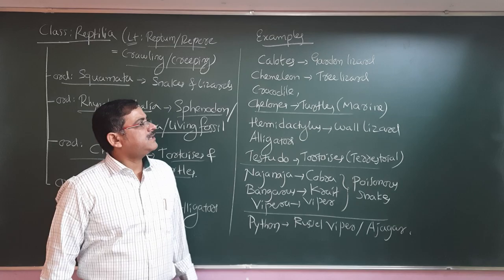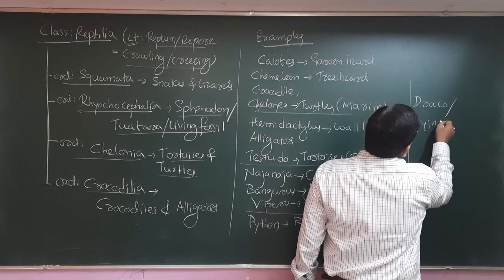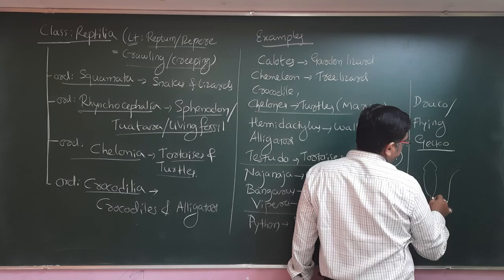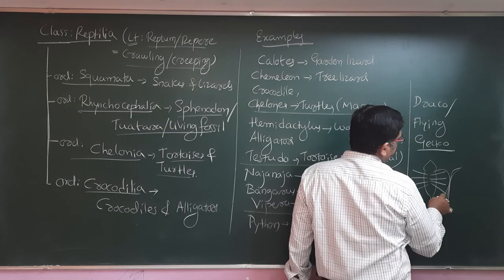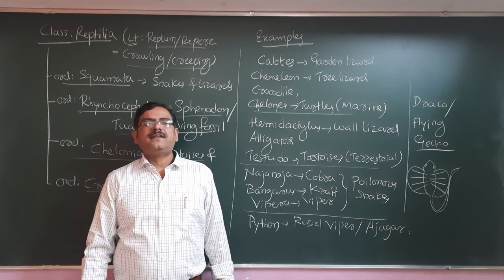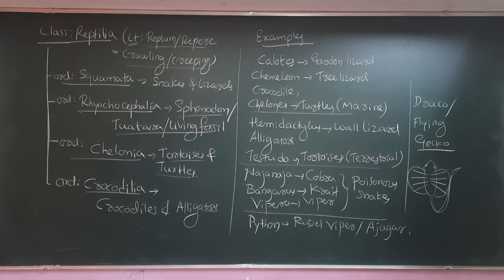One more important example I forgot to tell you, it is also called as a draco or flying gecko, flying gecko. So this gecko is a lizard. In fact, its body is like this and then the tail will be like this. So its ribs expand, and in between the ribs we find a flap of skin. So as and when it wants to glide or fly, it will open up its flap of skin and easily glide, and it gives an impression that it is a flying lizard, but it's a gliding lizard. So these are a few well-known important examples that we have discussed.